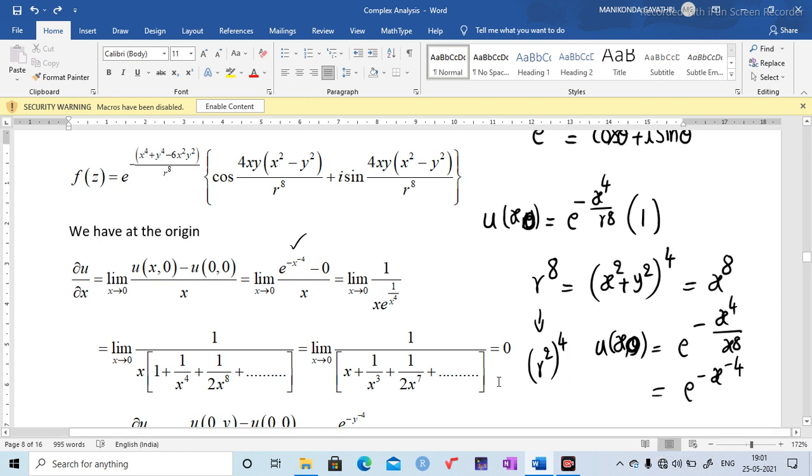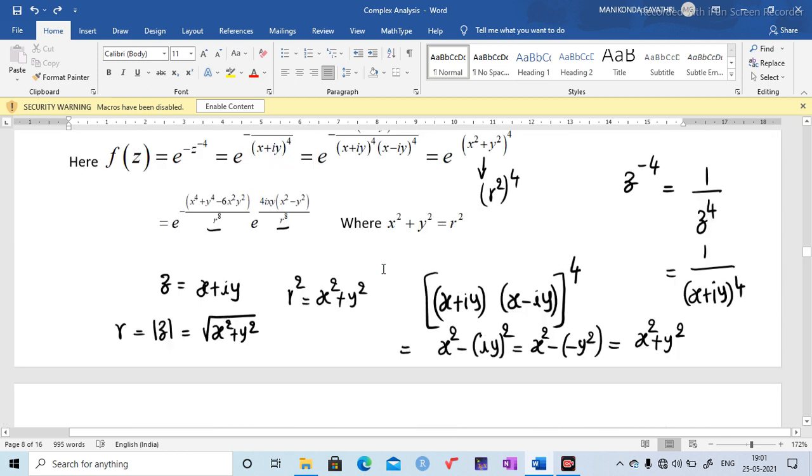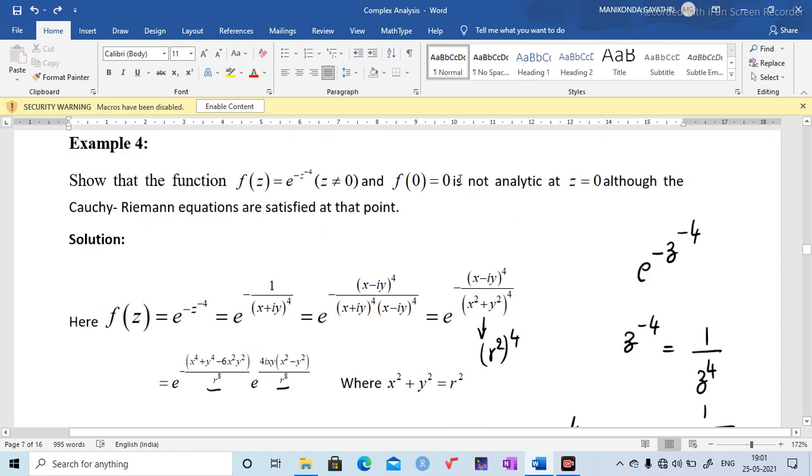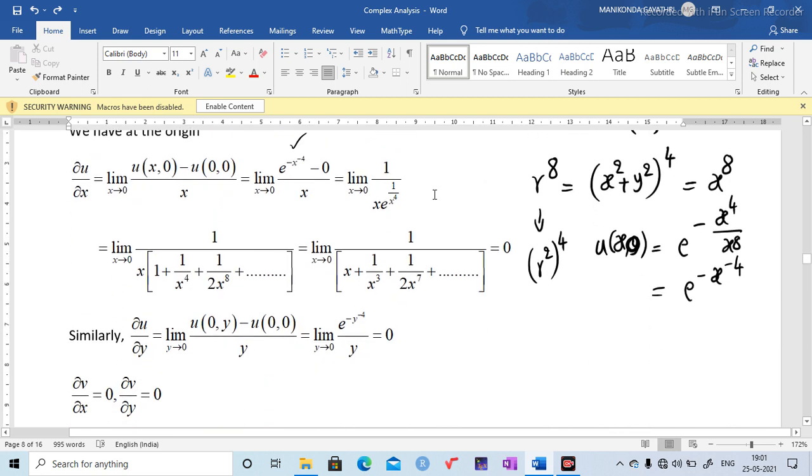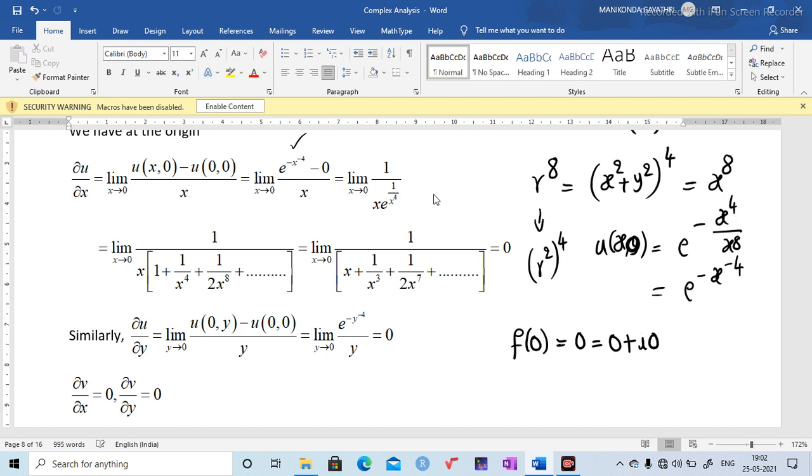So once again here I need some correction. So u of (0,0) is 0 only because f of (0,0) is 0. I already told you f of 0 equal to 0 means this 0 can be written as 0 plus i0. Compare this with u plus iv. That means whenever x is 0, y is 0, the u value is 0. That's why the u value at (0,0) is 0 only.